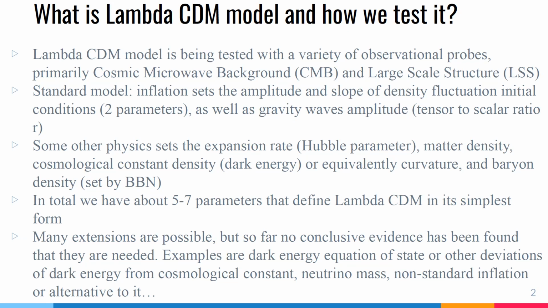So there are many different extensions that are possible. I'm sure we'll hear a lot about them in this meeting. But so far, I think it's fair to say that there's no evidence for any of these extensions to have been detected. Examples are the dark energy equation of state that is different from the cosmological constant, neutrino mass that is different from the standard prediction, non-standard inflation, alternatives to inflation perhaps, and so on.